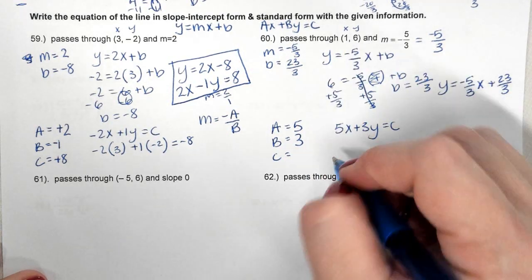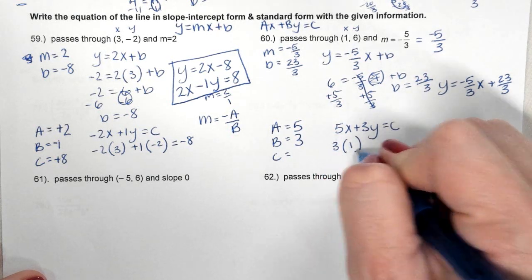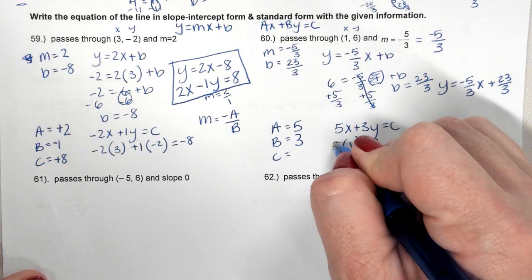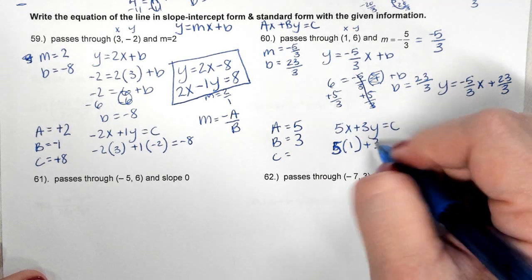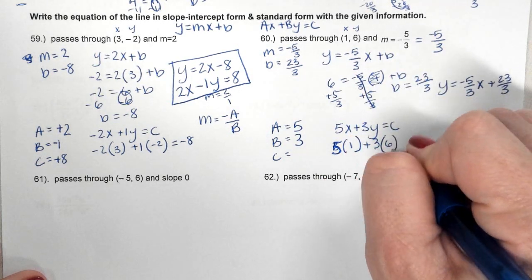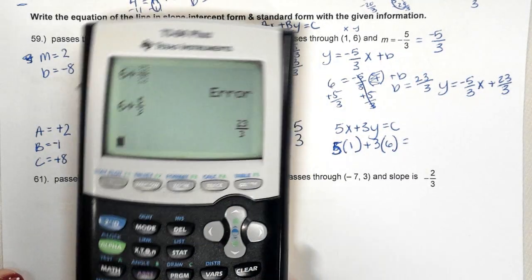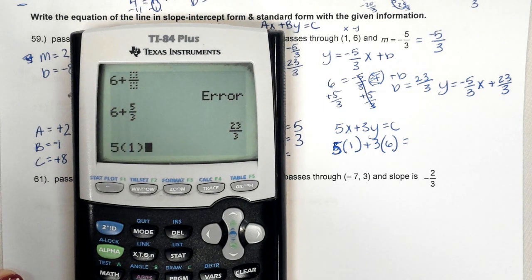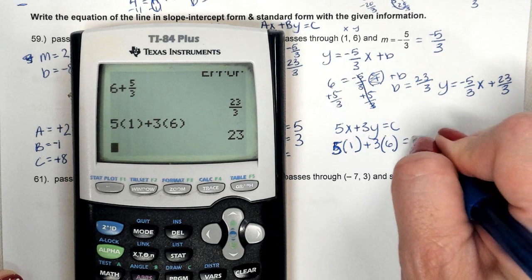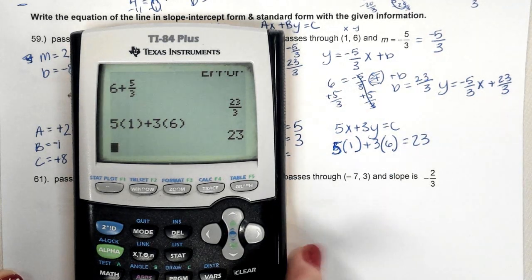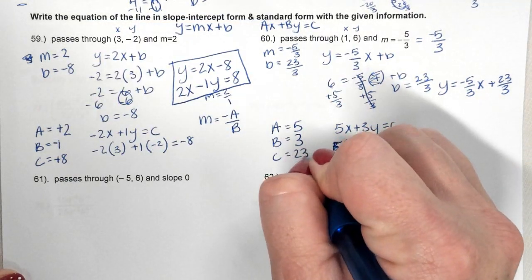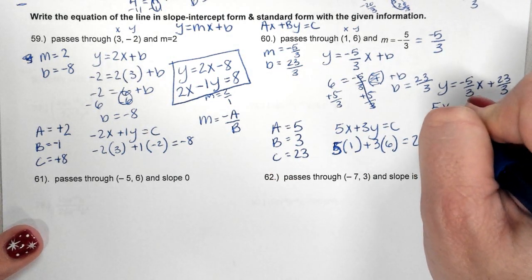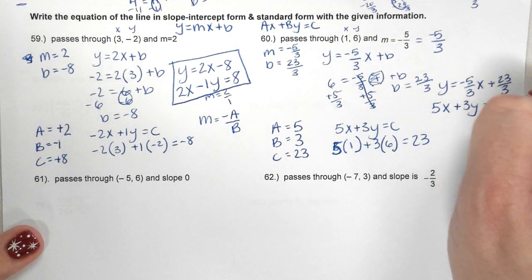And again, I'm going to use my point. So 5 times x is 1 plus 3 times y is 6. And whatever that equals is my c. So 5 times 1 plus 3 times 6, that equals 23. So c is 23. So I have 5x plus 3y equals 23.